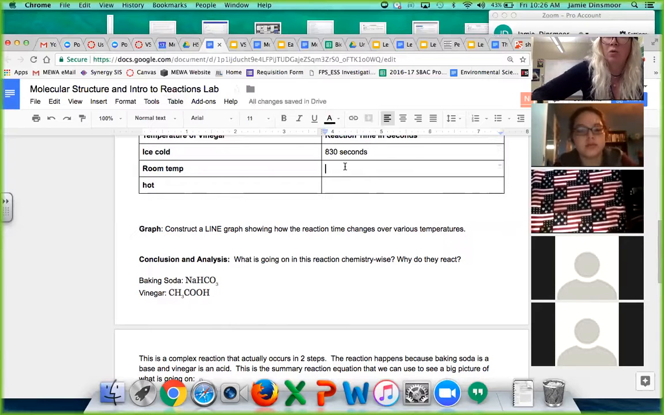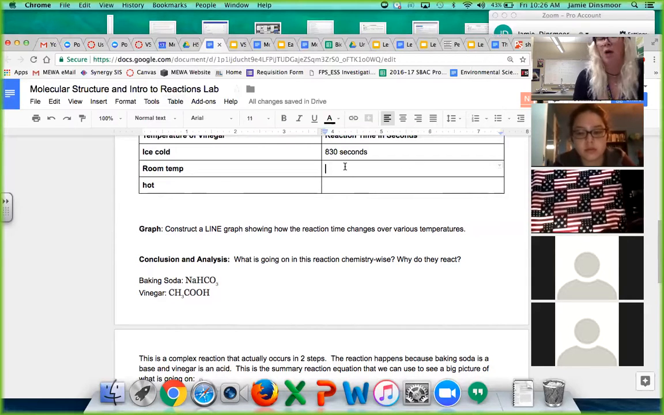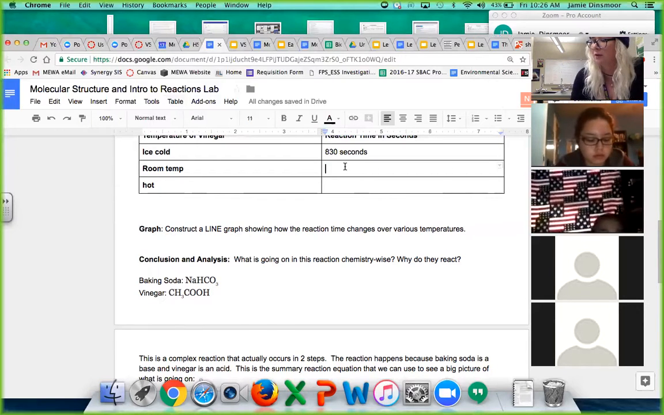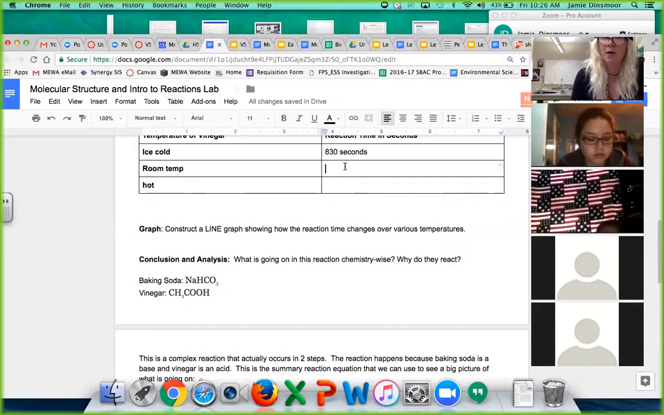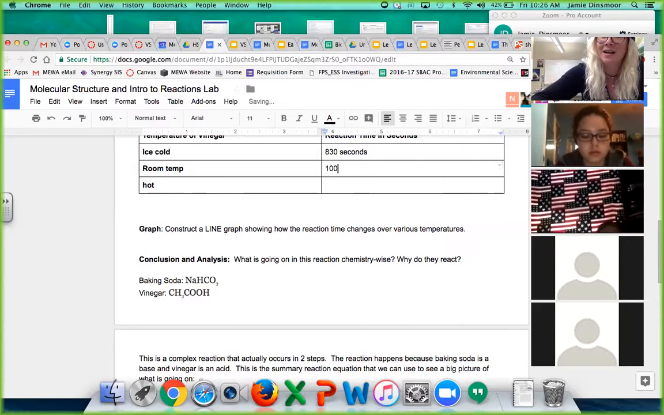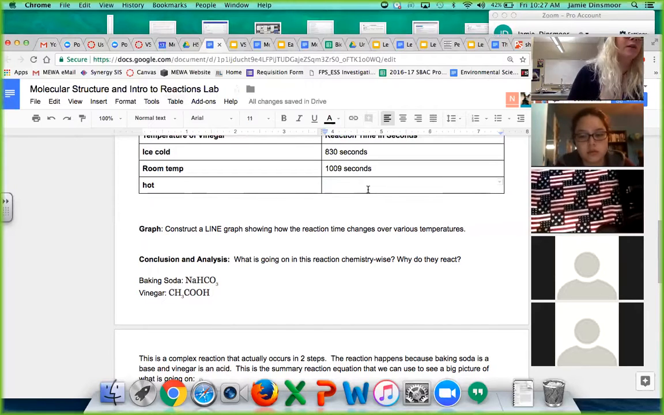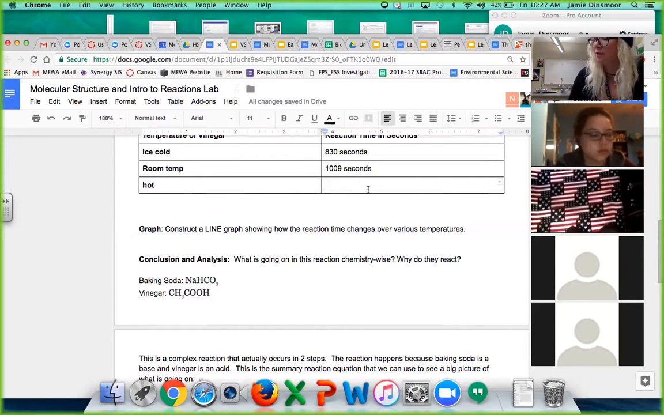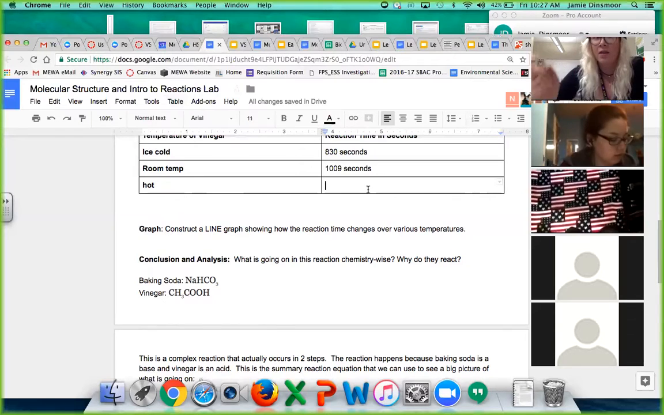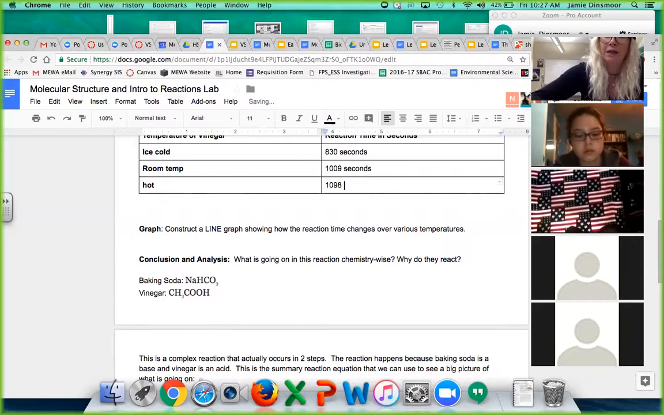All right, and what about room temperature? We got 16:49. So to make that into seconds, we're going to multiply 16 minutes times 60, right? Because we have 60 seconds in a minute. And then we're going to add our other seconds, plus 49. So 1,009 seconds. And then our hot, we ended up with 18 minutes and 18 seconds. So we're going to do 18 minutes times 60 seconds to get 1,080, plus 18. We get 1,098 seconds.